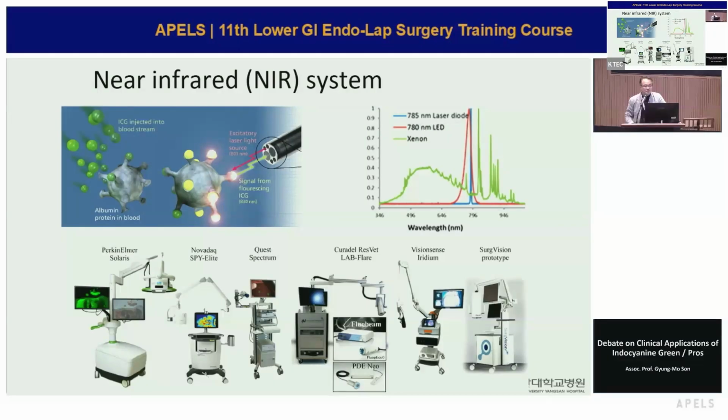So I want to emphasize the different light sources. Some instruments use a xenon lamp, some use LED, and some use a laser. So they have different spectra and different characteristics of the fluorescence image. We must remember that we have several different light sources. ICG attaches to albumin in the intravascular area, so we can see the vascular structure and perfusion status.